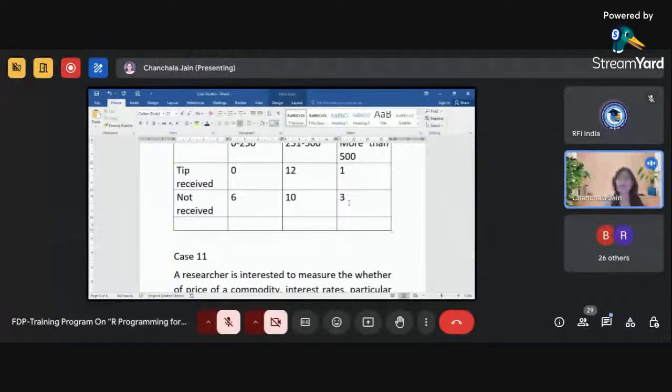The assumption says in at least 20% of the cells, the expected count should not be less than 5. So this is not the expected count. This is what I'm saying to you. Yes.